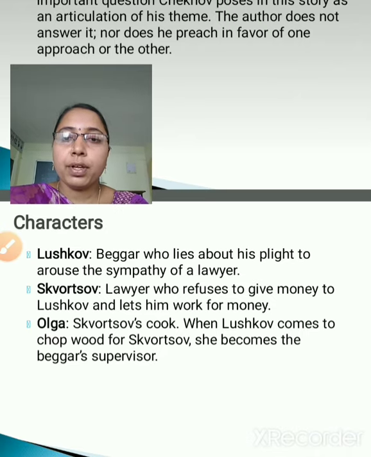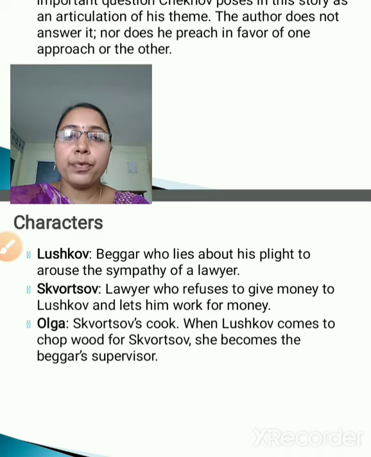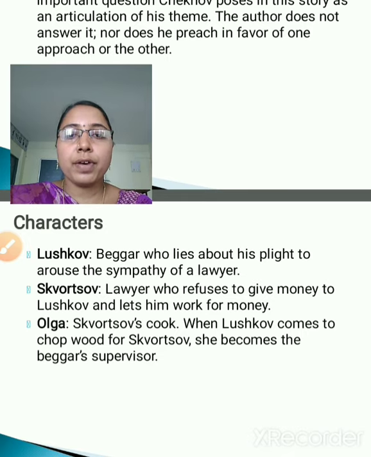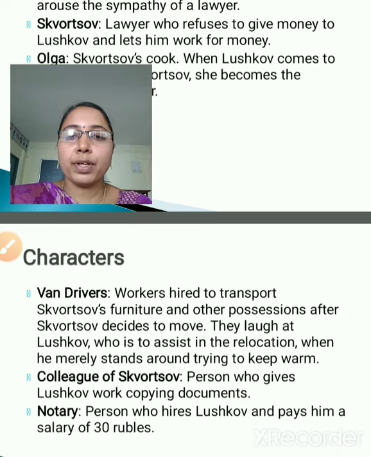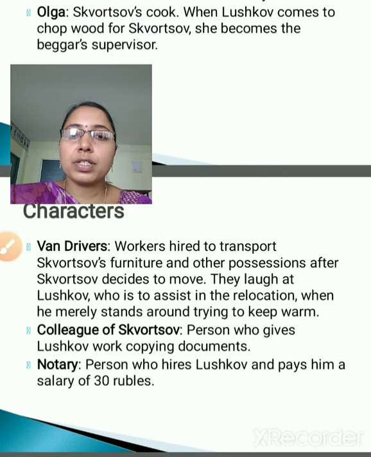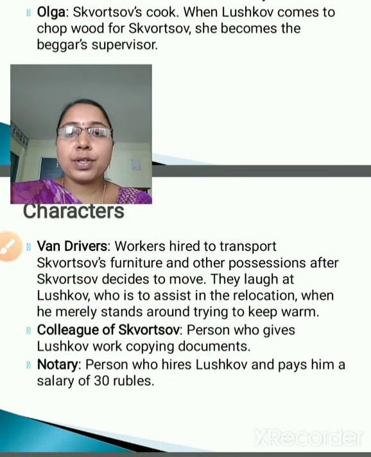Now, Lashkov is the name of the beggar, who lies about his plight to arouse the sympathy of a lawyer. Skorstov is a lawyer who refuses to give money to Lashkov and lets him work for money. Olga is the cook. When Lashkov comes to chop wood for Skorstov, she is the beggar's supervisor. Now there are the van drivers, a colleague of Skorstov, and a notary, and these are the side characters. Okay, van drivers are the workers hired to transport Skorstov's furniture and other possessions after Skorstov decides to move.